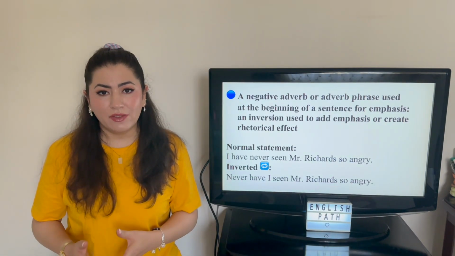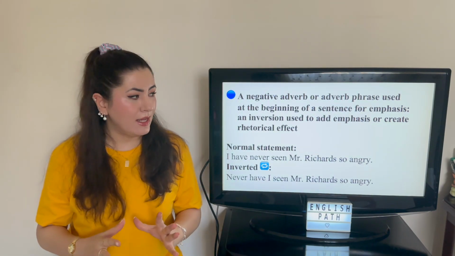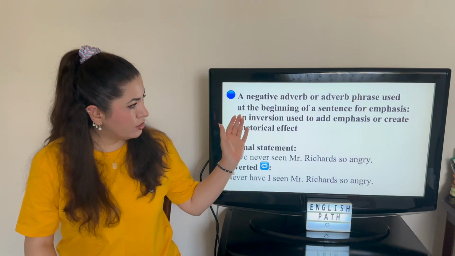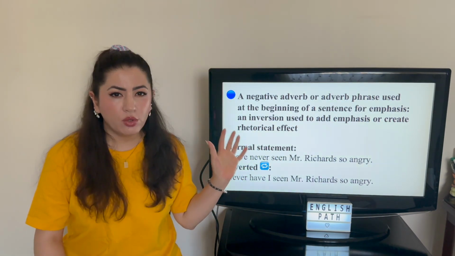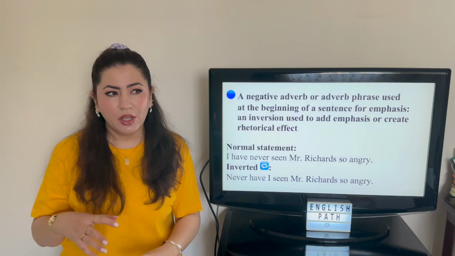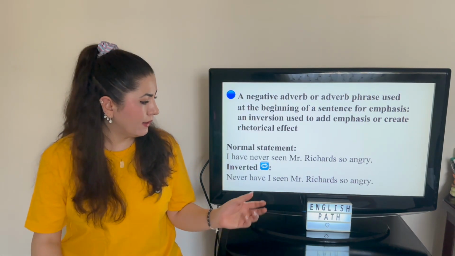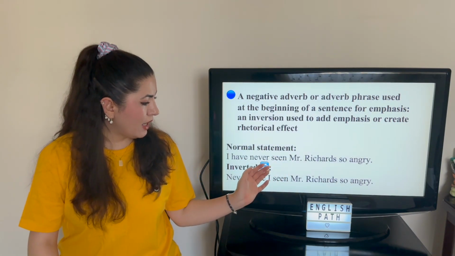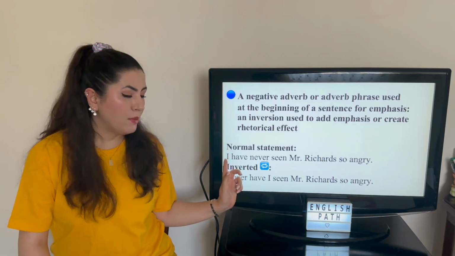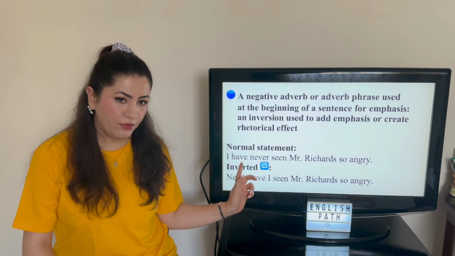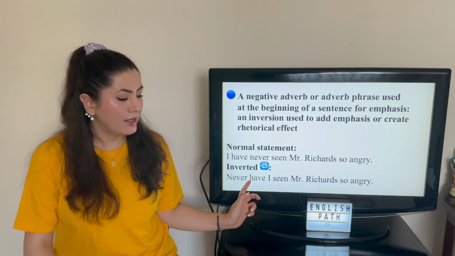A negative adverb or a negative adverb phrase that is used in the beginning of a sentence. This inversion is used to add emphasis or create rhetorical effect. It means you make it more formal and you make it more effective. Like, the normal statement is, I have never seen Mr. Richards so angry. Subject I is used before the verb have. When you invert it, you have a sentence like this.